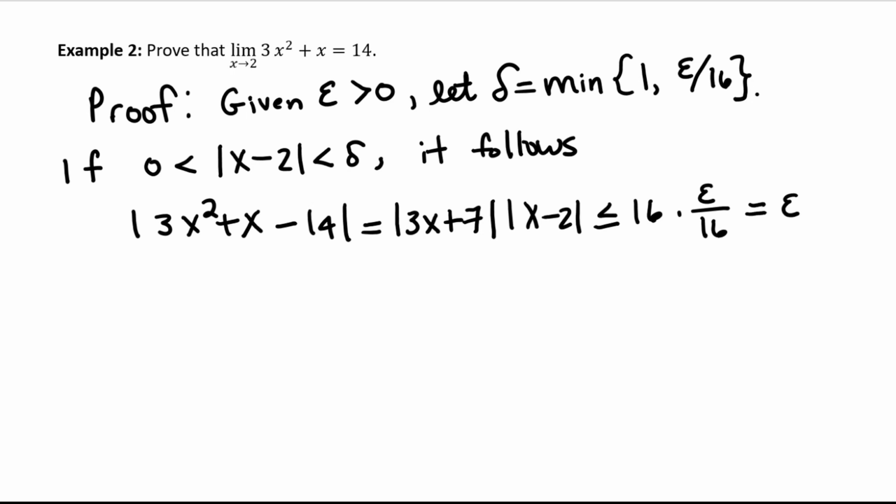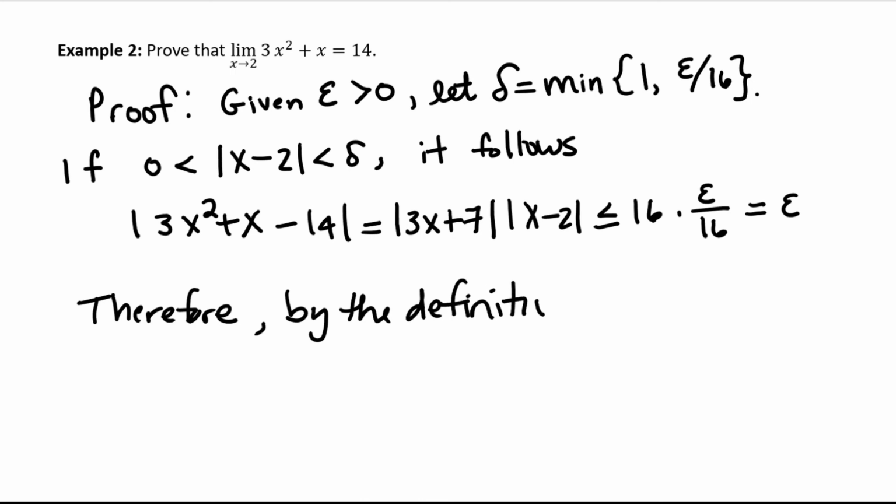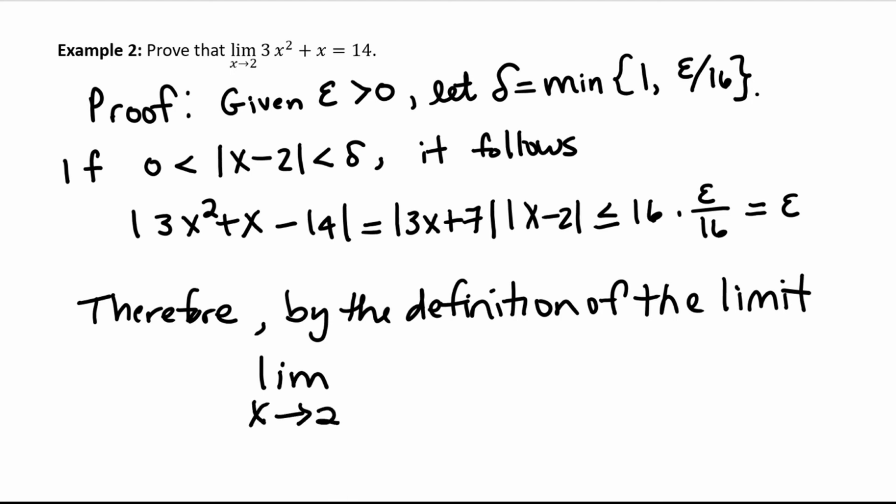We've proven it. We found the delta. And so we conclude. Therefore, by the definition of the limit, we have shown that the limit as x goes to 2 of 3x squared plus x equals 14.